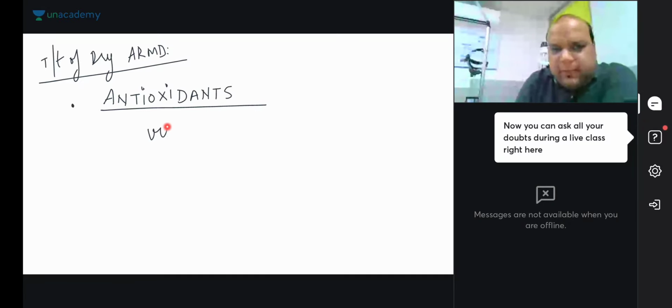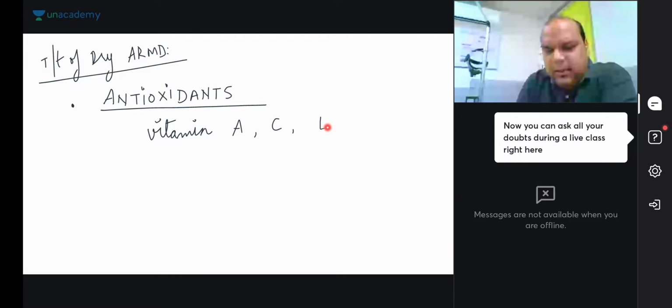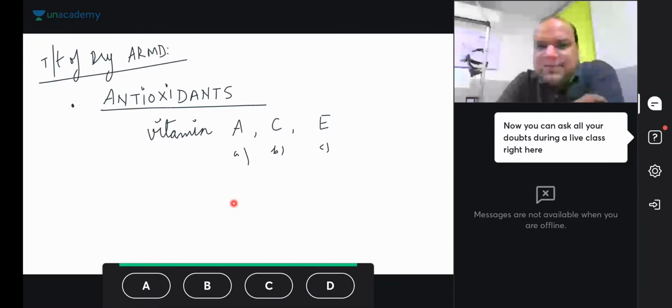So everybody, vitamin A, C, E. Out of the three, which of the following is not given? My question: which of the following is not given? Option A, option B, option C. Which of the following vitamins is not given for the treatment of dry ARMD? Anybody? Let's start a poll, guys. If you tell me which is not given, then I will tell you why it is not given, guys.